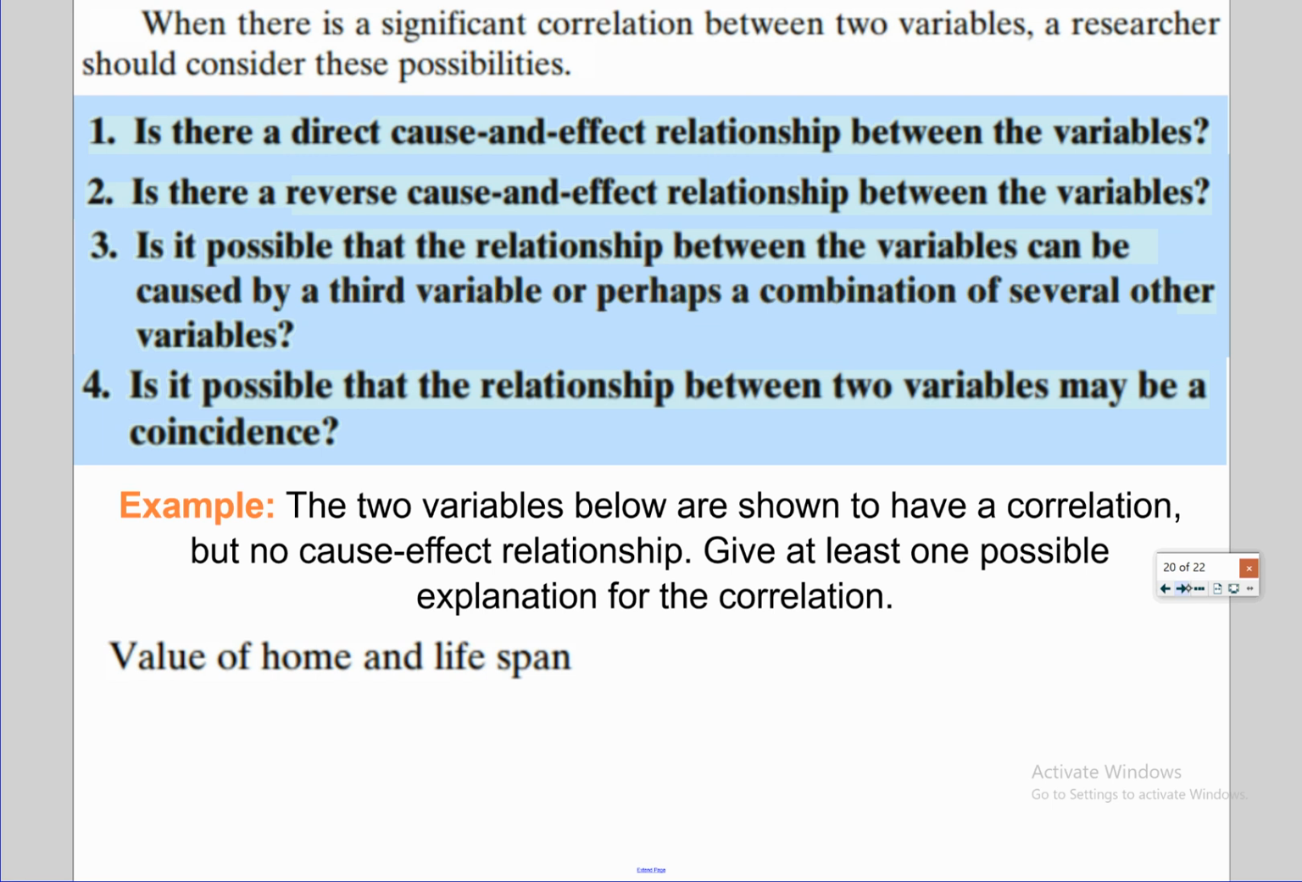So value of a home and the lifespan. So maybe we found that as the value of a home goes up, that person's lifespan also goes up, okay? Or as home prices in general go up, then lifespan also goes up. So those aren't affecting one another directly, but what could affect both of those? The economy could affect both of those, right? Okay, so people have more money. If you have more money, you have more money to spend on houses. If you have more money, you can afford better health care, right? And then the lifespan would increase from there.